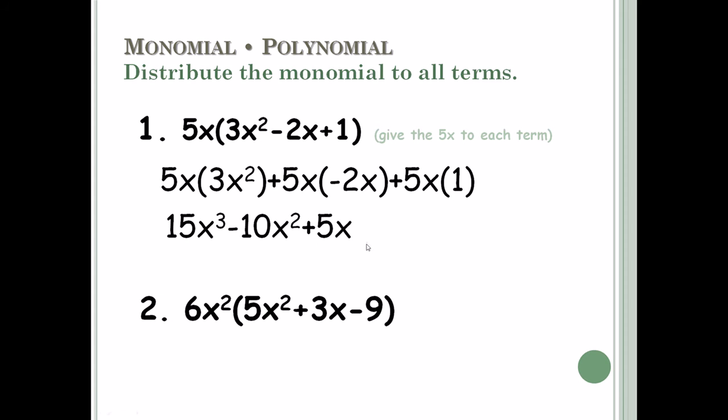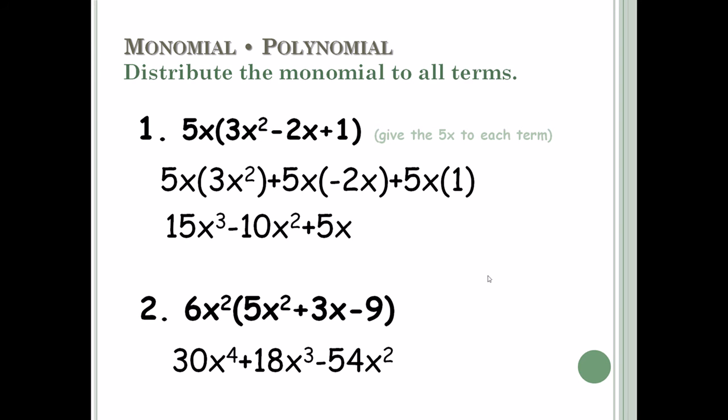All right, so let's try it again. So you're going to multiply the numbers, 5 times 6, so you get 30. X squared times x squared is x to the 4th. Do it again. Now we go to the next term. 6 times 3 is 18. X squared times x is x to the 3rd power because you add your exponents. 6 times negative 9 is negative 54, but we also have to keep our x squared. And that's it. So that one's not too tough.